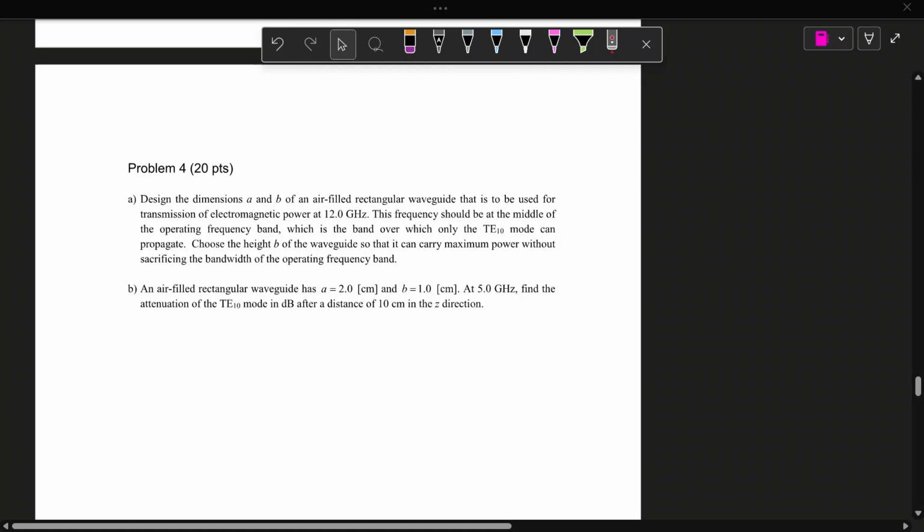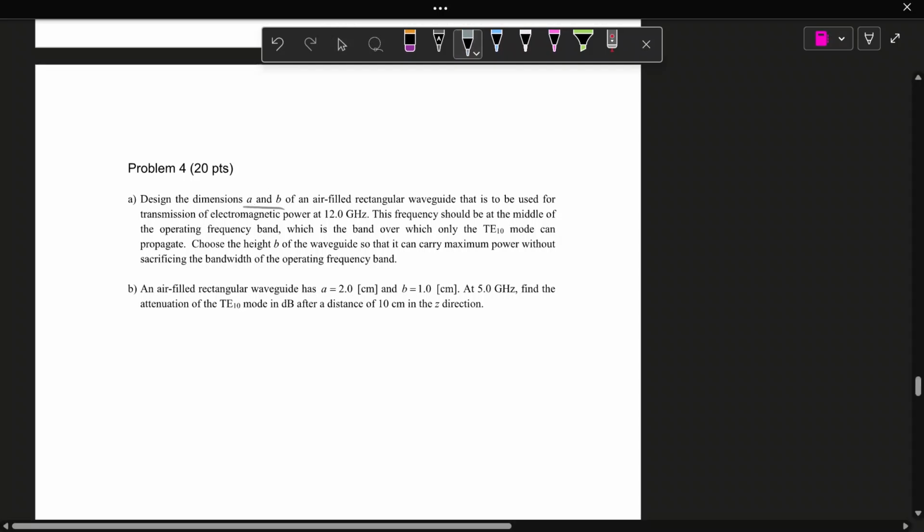Alright, hi y'all. This next video is going to be going over this waveguide design. So, I think a good way to start here is maybe reading the problem, right?